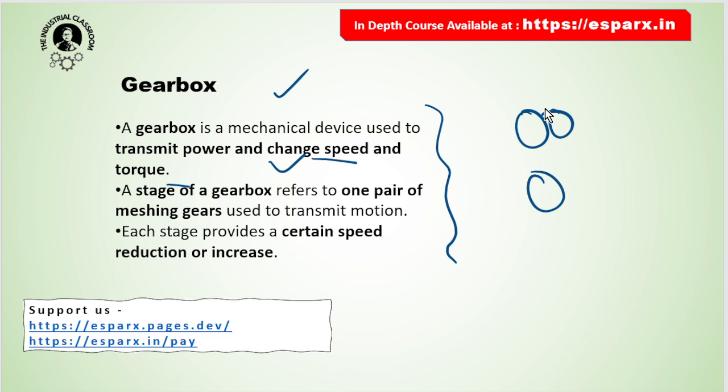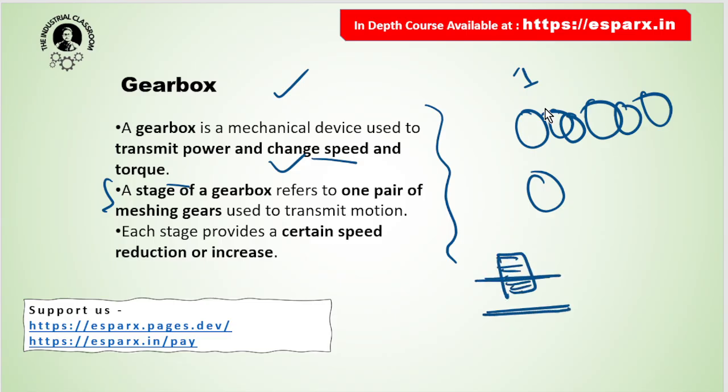A stage of a gearbox refers to one pair of meshing gears used to transmit motion. Here we learned about the stage of the gearbox. Whenever there is one pair of meshing gears, we call it a stage. In two stages, there will be two pairs of meshing gears. In three stages, there will be three pairs of meshing gears. For example, let me draw a top view here.